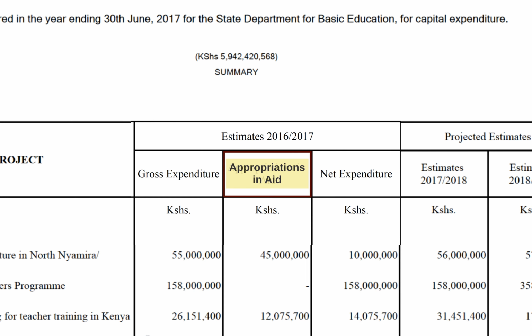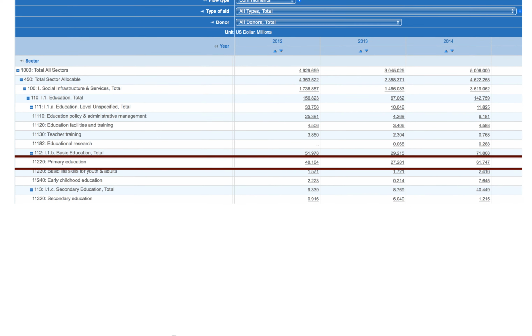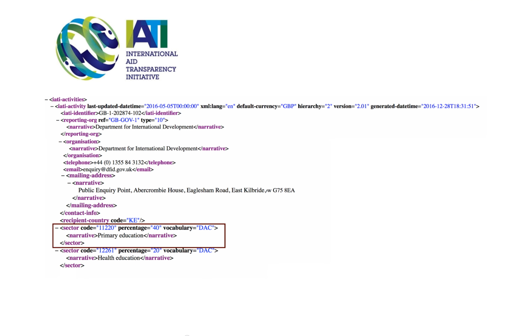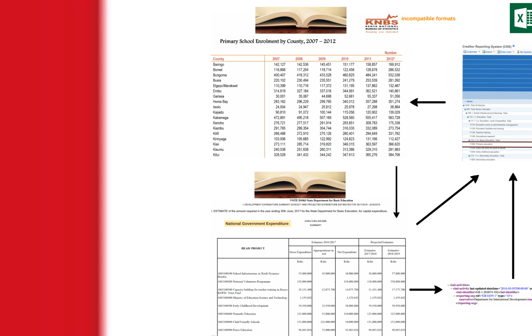Developing country budgets can also be subsidized through international aid. To understand what aid Kenya could use for education, you can look at the OECD Creditor Reporting System, which provides data on what is known as official development assistance to Kenya for primary education. You can also explore IATI data, which provides access to more up-to-date information on resource flows by sector, such as primary education. But there is a problem.